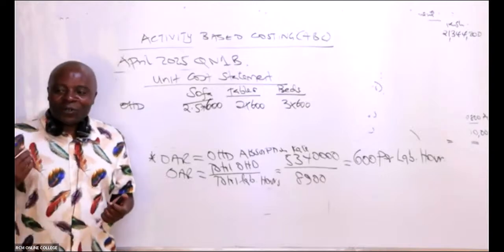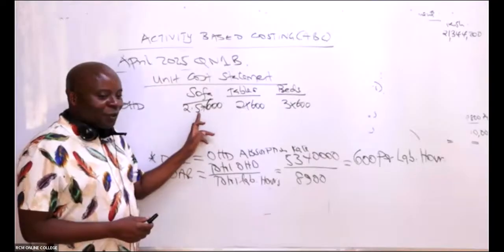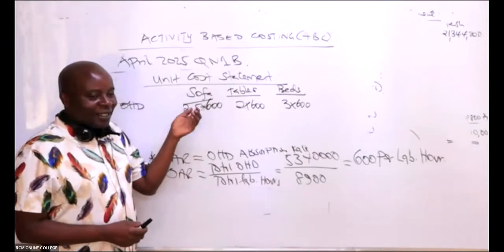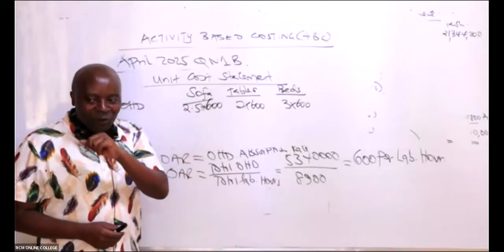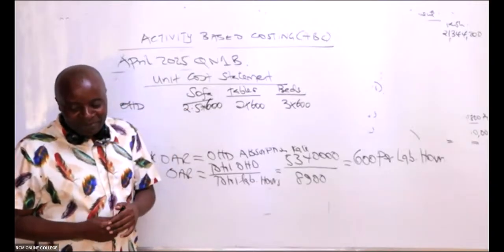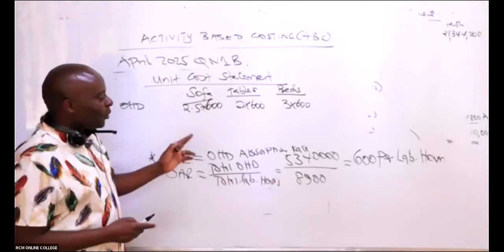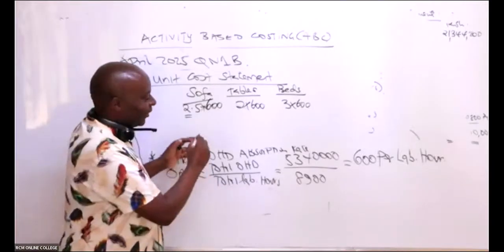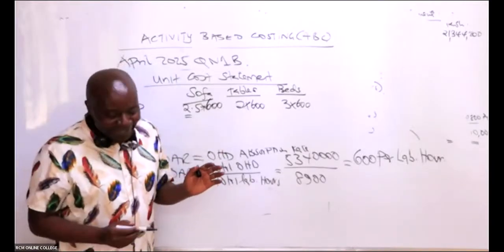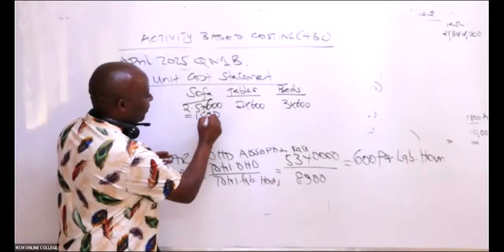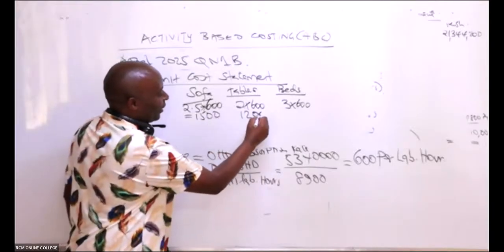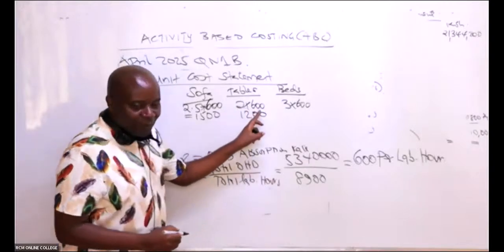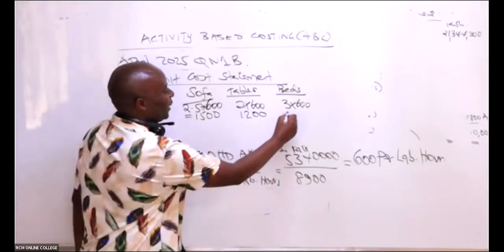Remember, if they wanted a total, I would have multiplied this by the number of units. Like if you are going to make 1,000 sofa sets, then times 1,000. But this is just for one unit. So 2.5 times 600 gives me 1,500. Then 2 times 600 is 1,200, and the last one is 1,800.